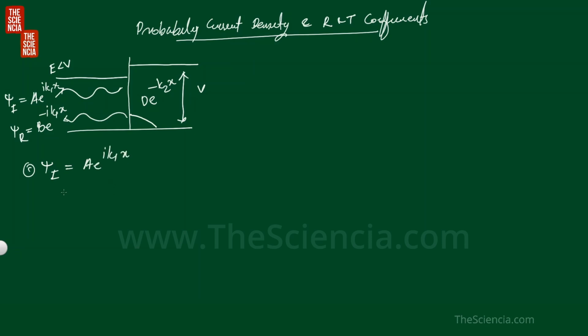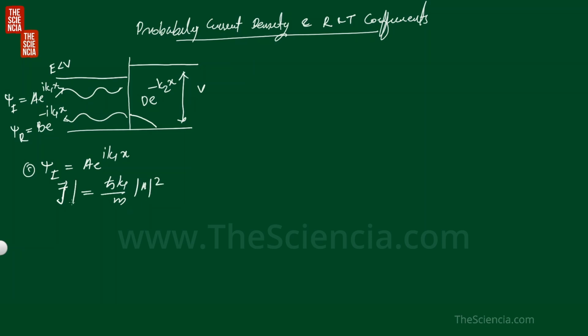Now we have to find out the probability current density J, that is equal to velocity into modulus of amplitude square. So the velocity is h cut k1 by m into modulus of a square.